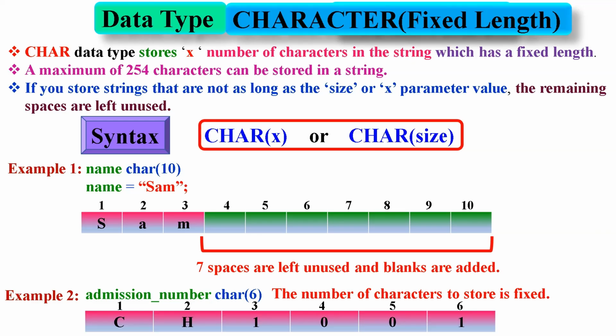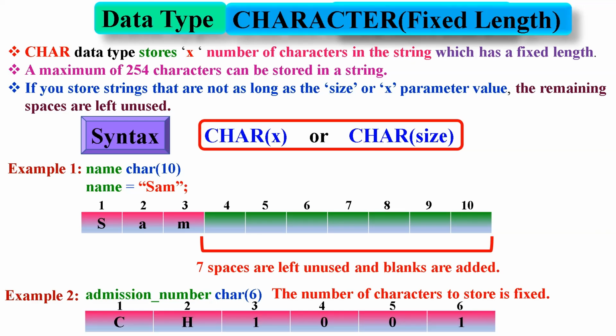Let's see an example. If you specify name char of 10, name equals Sam, the string Sam is 3 characters. So 3 plus 7 unused spaces are stored as 10 characters in total. So it takes 10 bytes of storage. Char data type takes memory space of 1 byte per character. As the length of the string Sam is 3, the remaining 7 spaces are left unused and blanks are added.